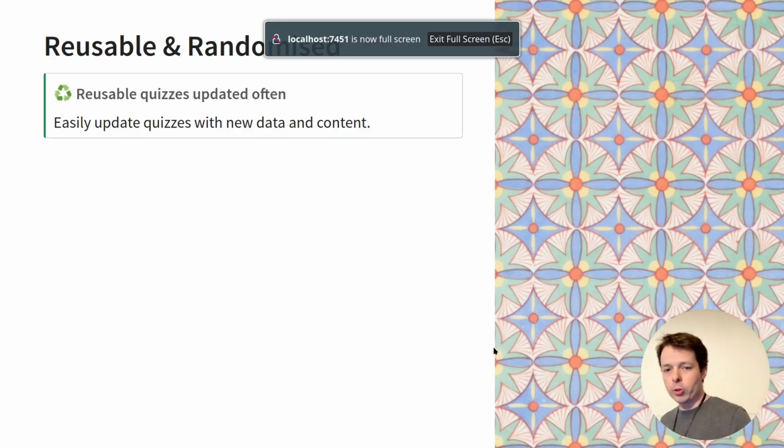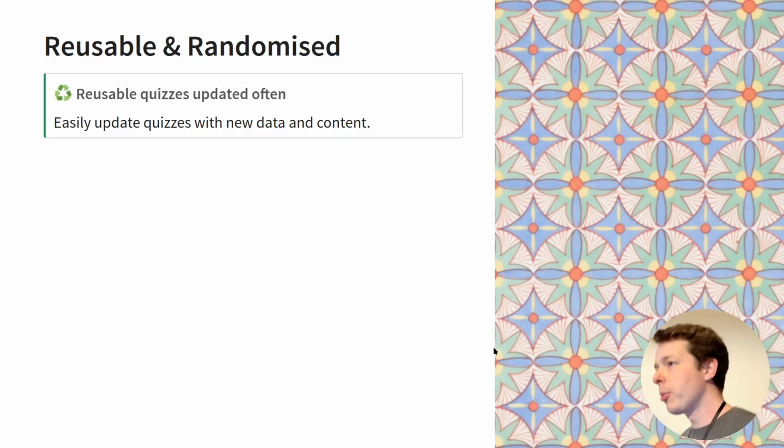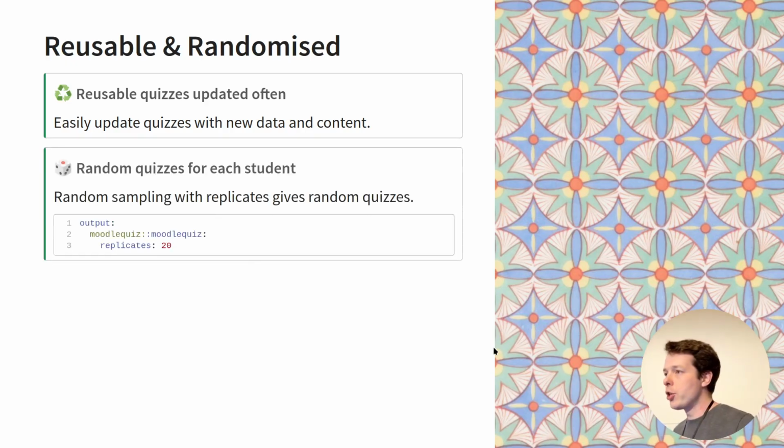The other advantages of using R Markdown for this is it's very reusable. If you wanted to update the quiz for some new data set or randomize it in some way, you could just replace the data that went into it. There's also a way to generate multiple replicates of the quiz. If you had some random sampling, you can generate a different quiz for each student.